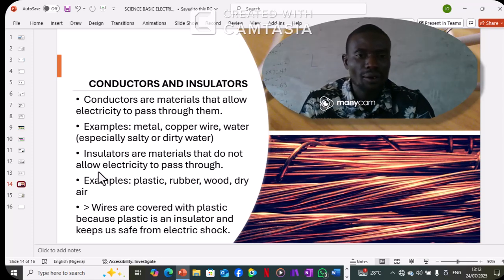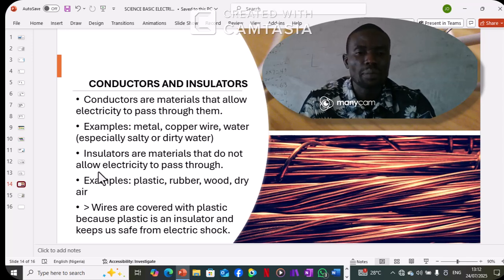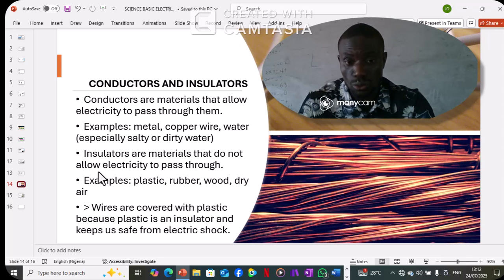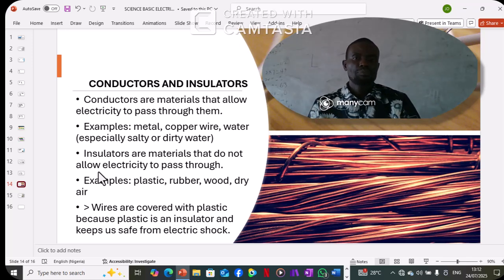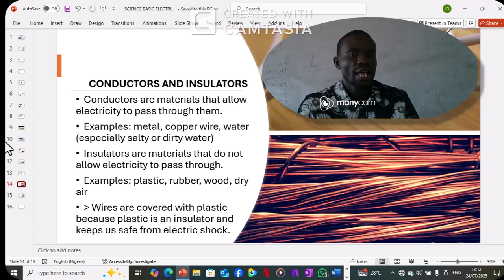It will not conduct electricity. So wires are covered with plastic because plastic is an insulator and keeps us safe from electric shock. You will not have electric shock because it's an insulator. Okay.